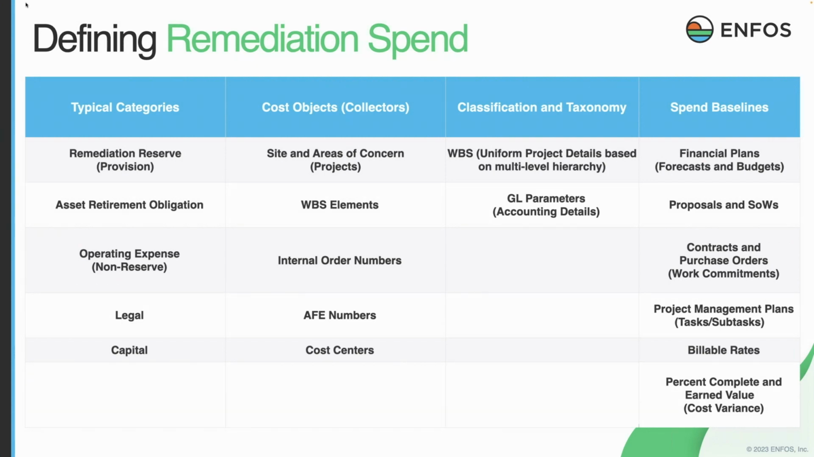So if I'm spending money to remediate or investigate a site, there are front-end activities that are necessary, and they start with financial plans, but they also include work proposals from the supply chain, statements of work, contracts and purchase orders. These fall under work commitments, project management plans. Now we're getting into the project management granularity associated with tasks and subtasks necessary to execute some part of the remediation work. And then we have other types of artifacts like billable rates and rate schedules, and then percent complete and earned value methodologies to analyze progress and cost variance.